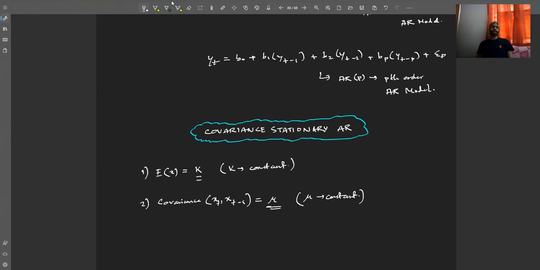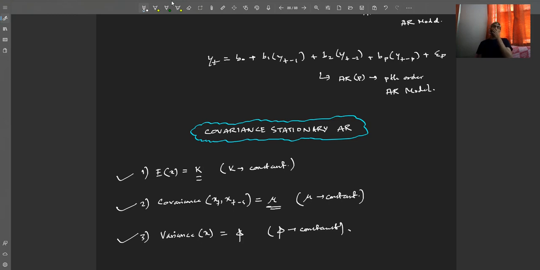Now the third point is the variance of x has to be constant across time. Variance of x has to be constant. So the variance of x has to be constant across time, covariance has to be constant across time at a certain lag, and the expected value of the variable also has to be constant across time. These 3 if simultaneously satisfied, then only we can say that the autoregressive model is covariance stationary, right?